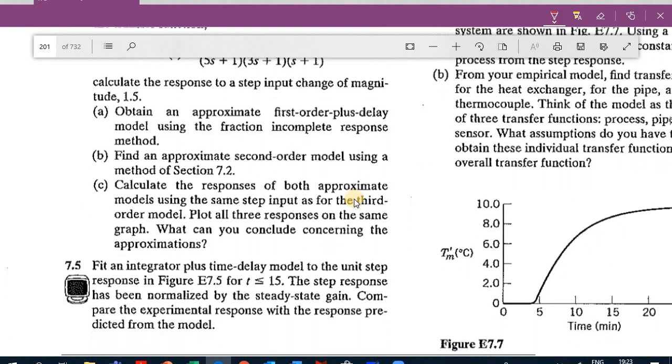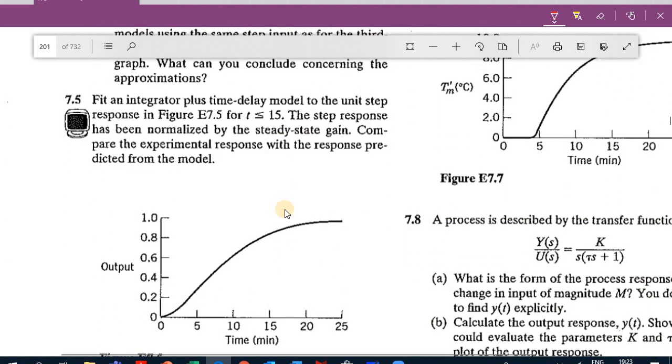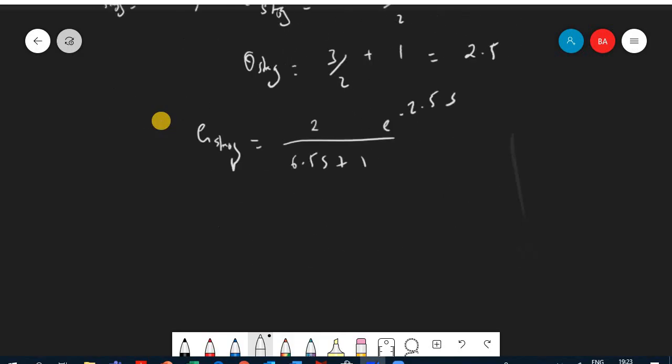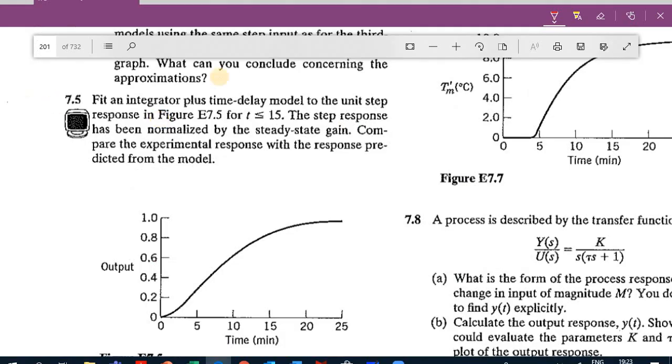We already did something with second order, so we are just looking for different and more examples. So going to 7.5, here I'm going to solve 7.5. Fit an integrator plus time delay.